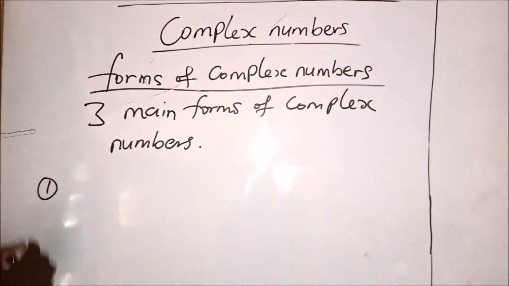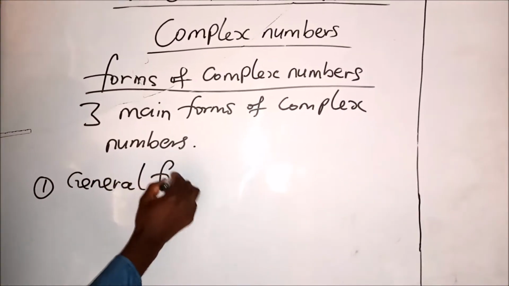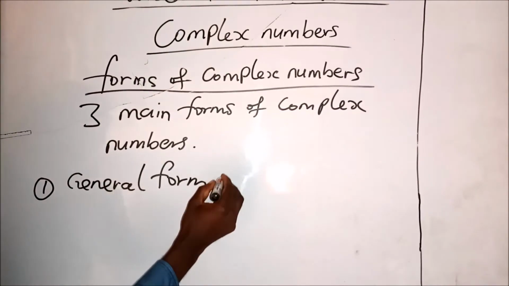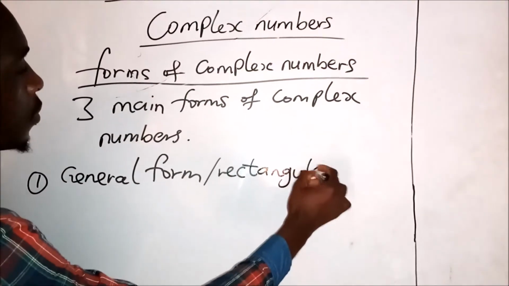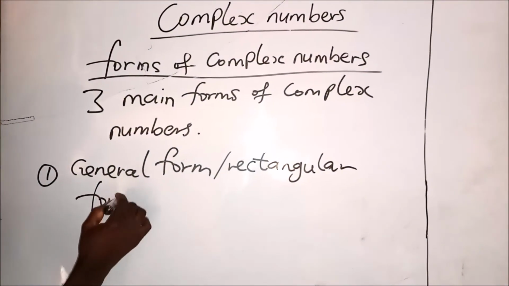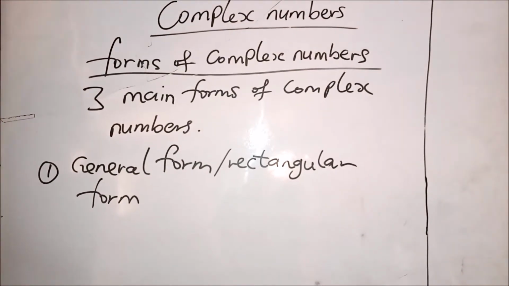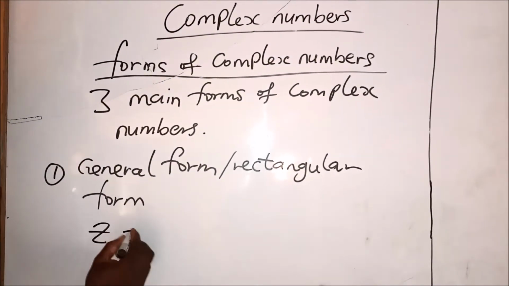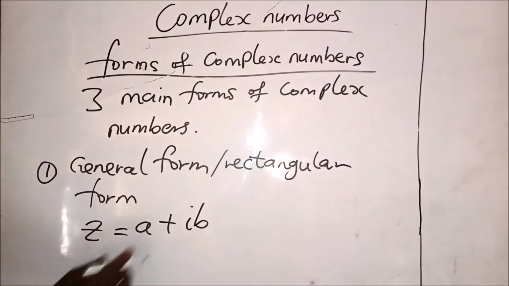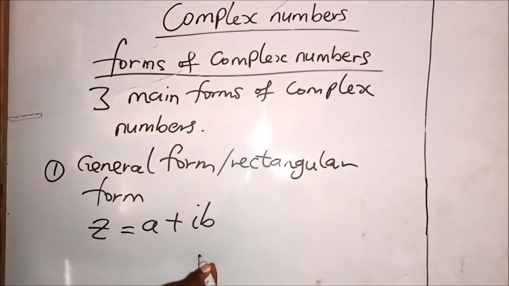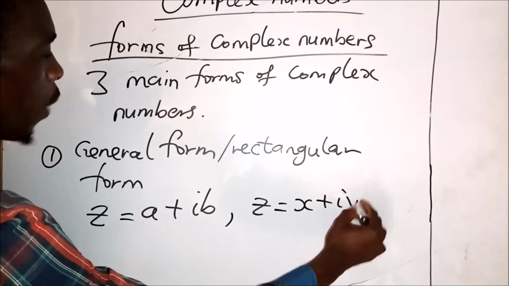Number one, we have the general form, which can also be called rectangular form. This particular general form or rectangular form is given as z equal to a plus ib, which in some textbooks they may say that it is x plus iy. They are all the same thing.